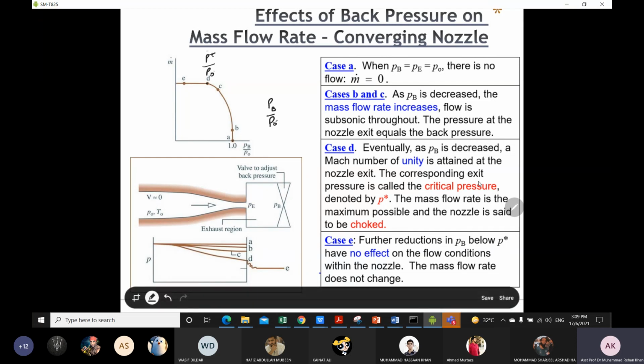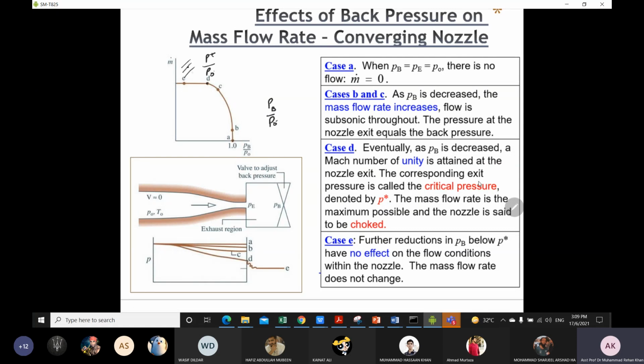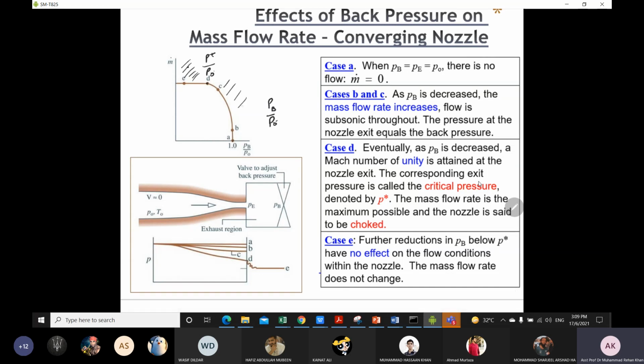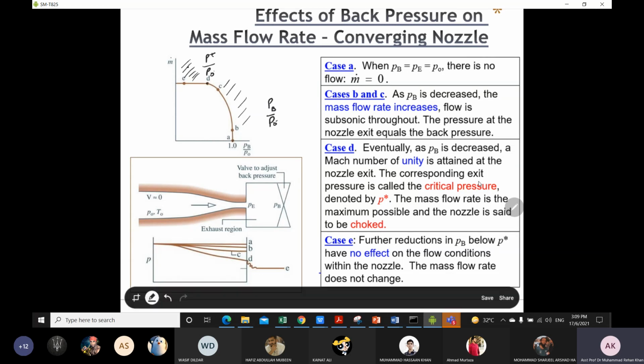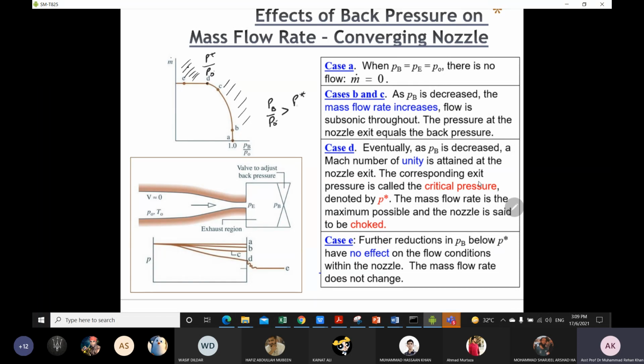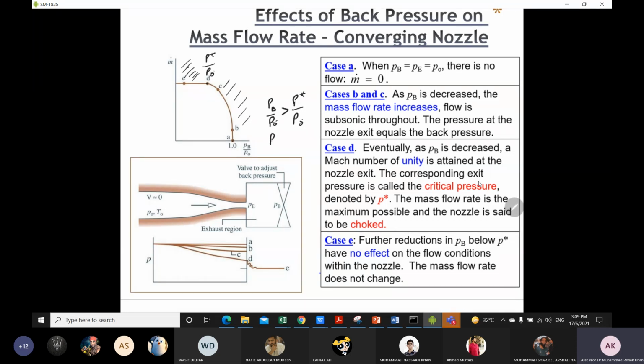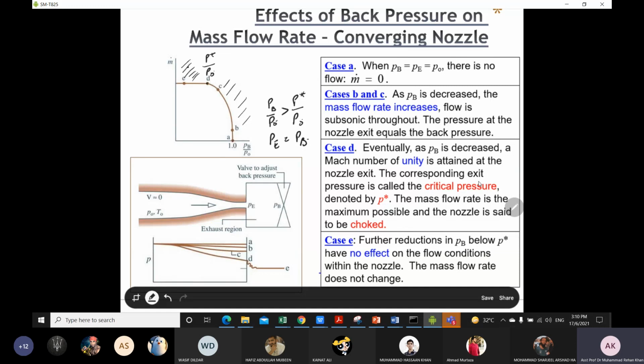Your flow is choked if this PB by P naught value lies in this region. If it lies in this region, it is choked, and if your PB by P naught lies in this region, it is not choked. So we can easily say that if PB by P naught is greater than P star by P naught, our flow is not choked and it is a subsonic flow, that is Mach number less than 1. In this case our exit pressure is equal to back pressure.